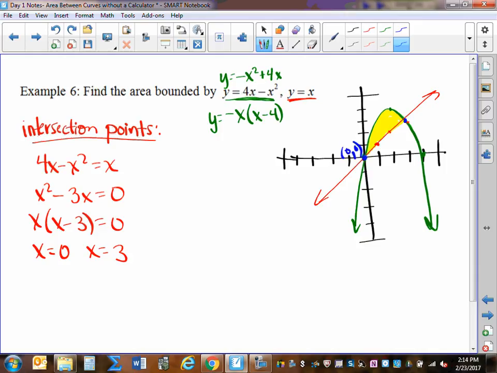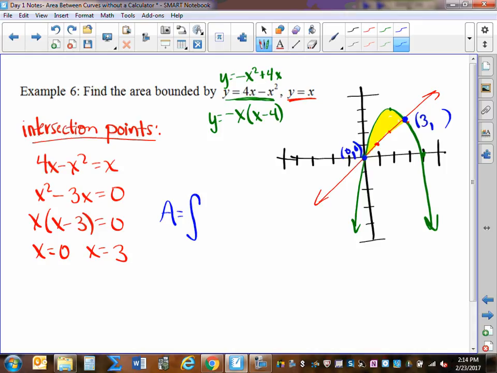0. Now, if we're going to do this with respect to x, we don't really have to know the y value here. Sometimes it's helpful, but since we're going to do this with respect to x, we don't really need to know. All right. So now we can go ahead and calculate our integral.